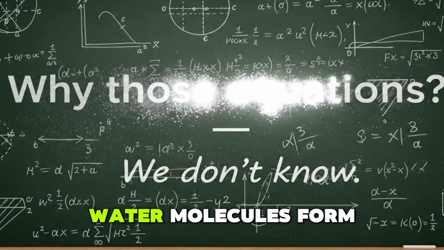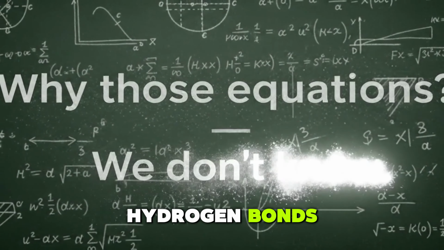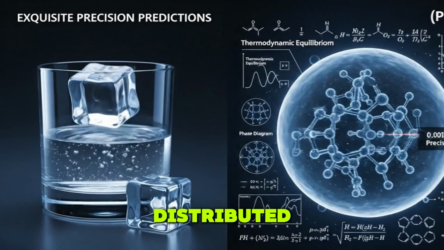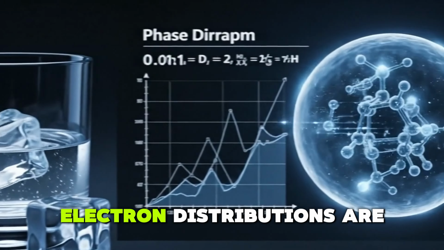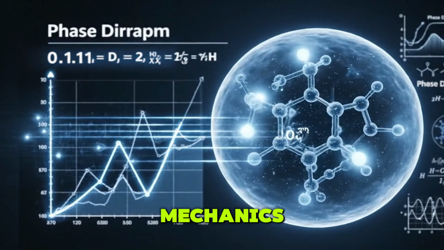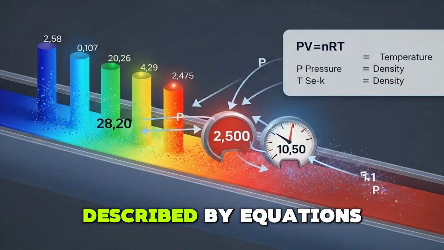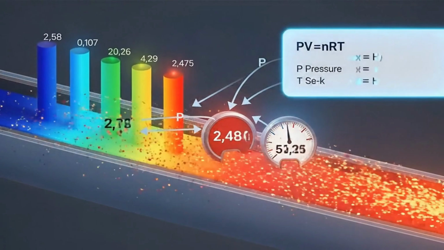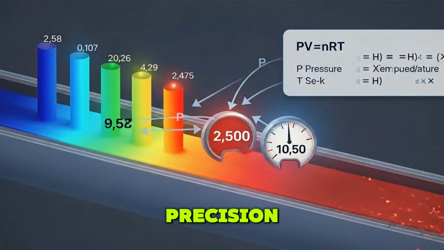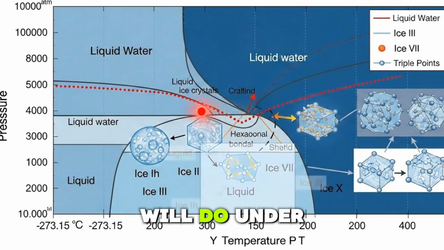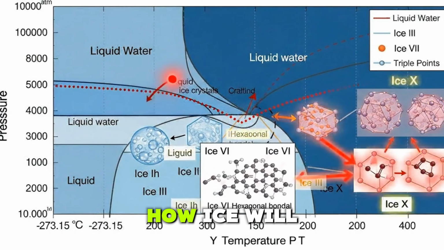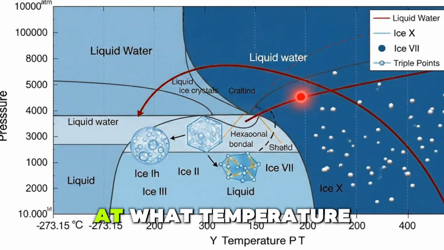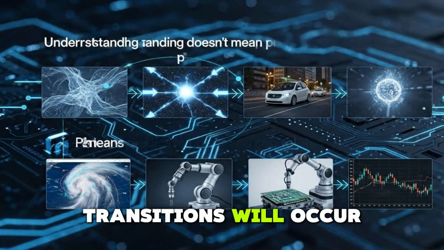Ice floats because water molecules form hydrogen bonds. Hydrogen bonds exist because of the way electrons are distributed in water molecules. Electron distributions are governed by quantum mechanics. Quantum mechanics is described by equations that match experiment. Why those equations? We don't know. But we can predict with exquisite precision exactly what water will do under any conditions. We can predict how ice will form, what shape the crystals will have, what density they will achieve, at what temperature and pressure the transitions will occur.